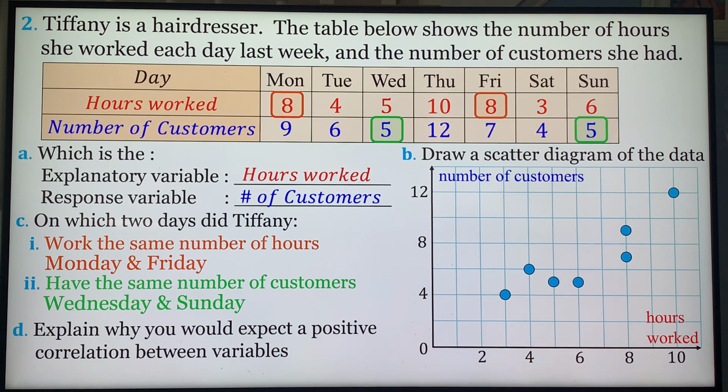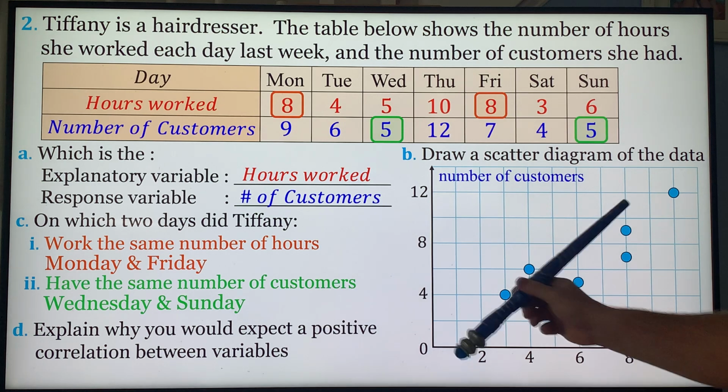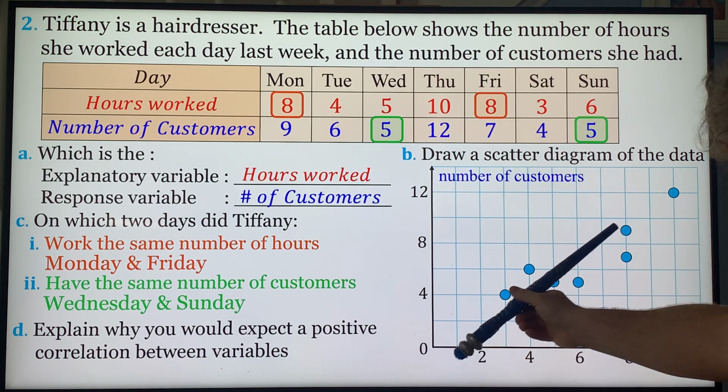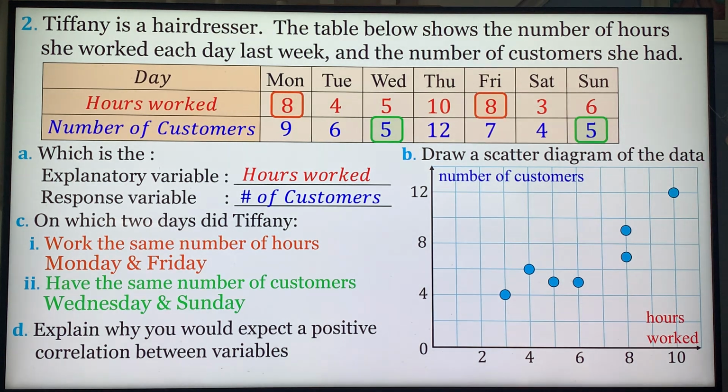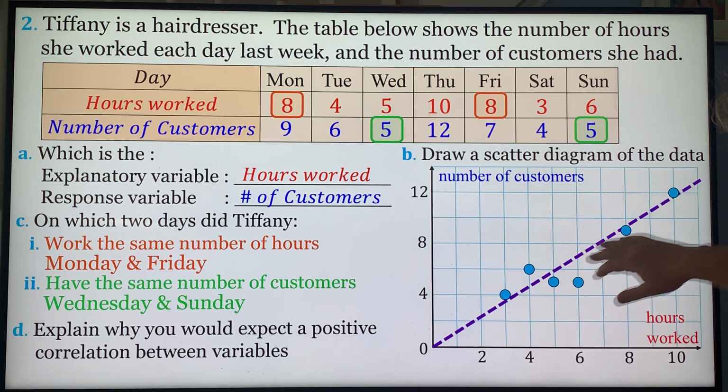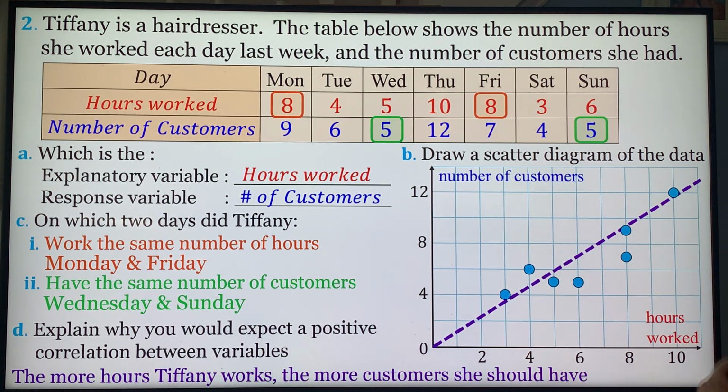Explain. Why would you expect there to be a positive correlation? As you can see, this graph has a positive, linear, pretty strong correlation. So why do you think that? Give me an answer. Type it in the chat. All right? Because that is true. We can see strong positive. The more hours you work, the more customers you should have, right? Because when you're working longer, more people come in. Therefore, you do more hair. No tricks. Pretty self-explanatory.